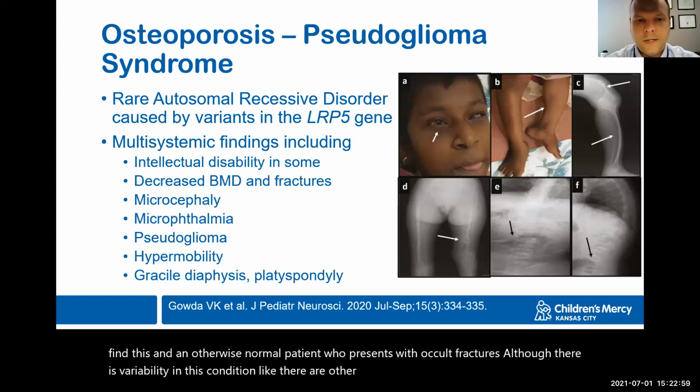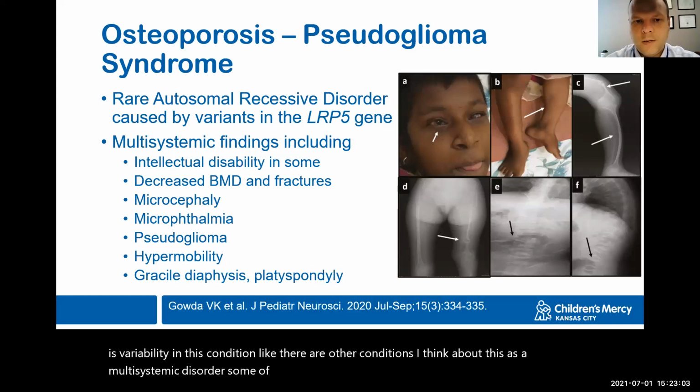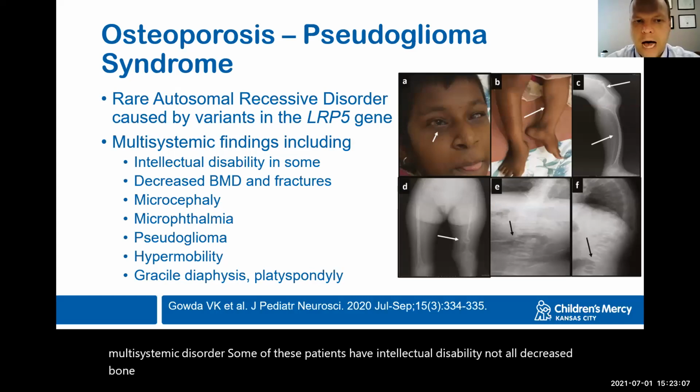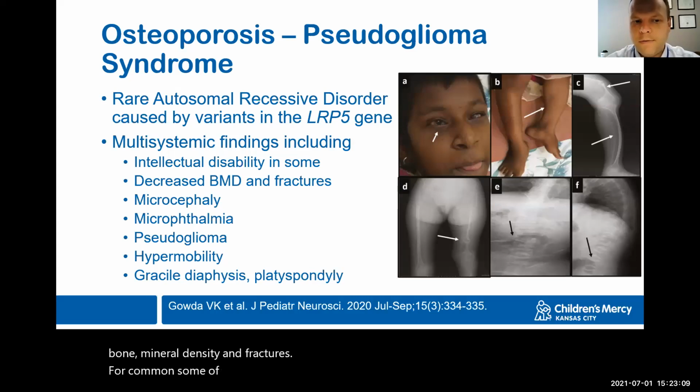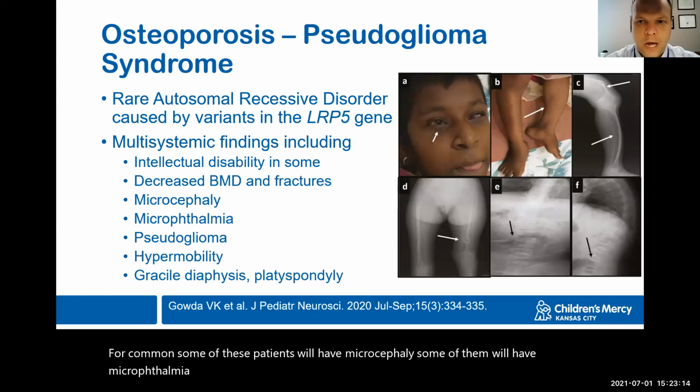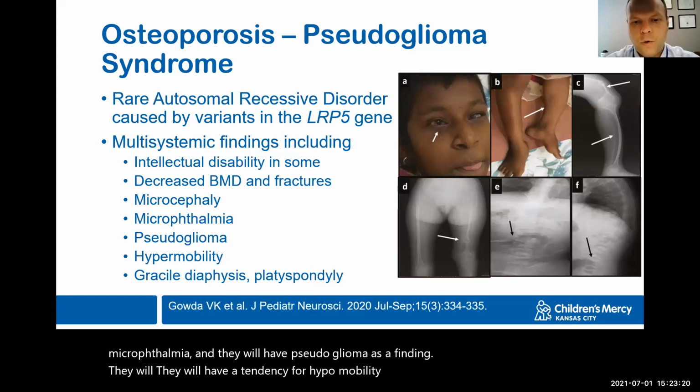I think about this as a multisystemic disorder. Some of these patients have intellectual disability, not all. Decreased bone mineral density and fractures are common. Some of these patients will have microcephaly. Some of them will have microphthalmia, and they will have pseudoglioma as a finding. They will have a tendency for hypermobility, as many of these conditions do.